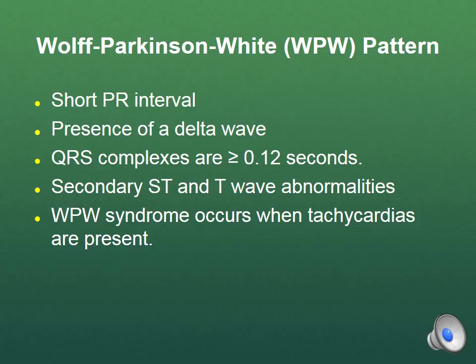Alright, so we'll talk about one of those rhythms that does have an accessory pathway. Wolff-Parkinson-White is characterized by a short PR interval, the presence of a slurred delta wave at the beginning of the QRS. You'll have QRS complexes that are wider than 0.12 seconds. Then you can have ST and T wave abnormalities.